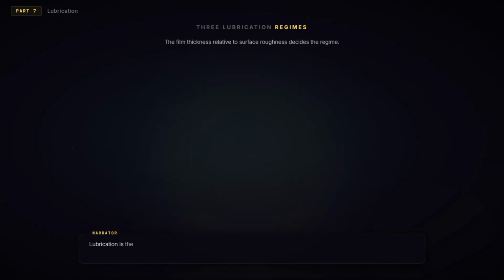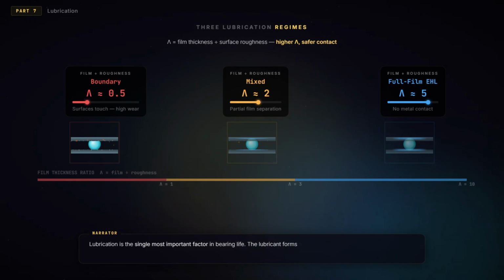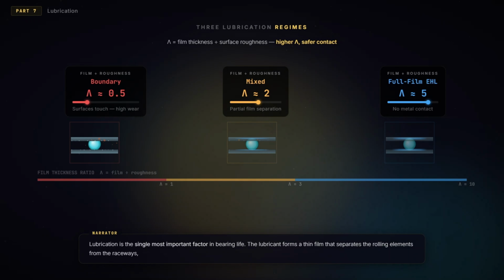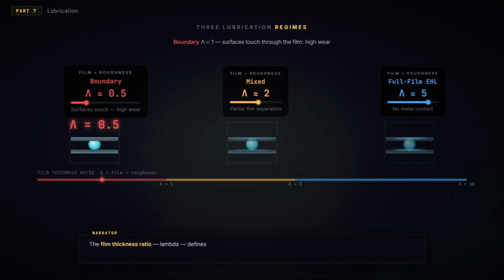Lubrication is the single most important factor in bearing life. The lubricant forms a thin film that separates the rolling elements from the raceways, preventing metal-to-metal contact. The film thickness ratio, lambda, defines 3 regimes.